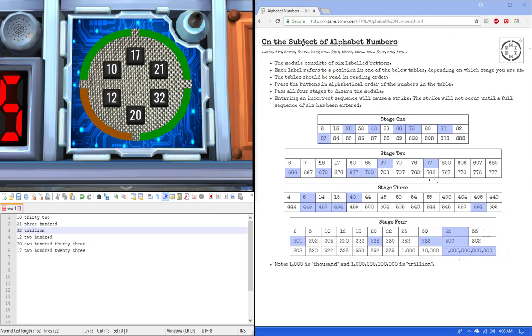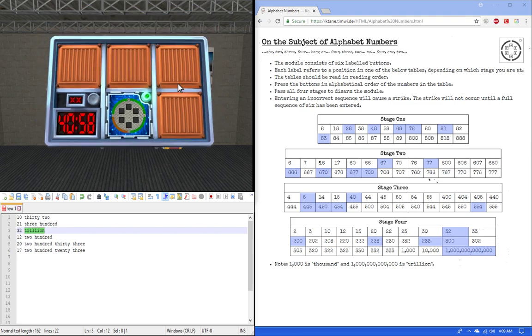Alright. Got my answer showing in 3, 2, 1. So, what I got is 10, 21, 32, 12, 20, 17. Remember, there's no 1 behind the trillion. It's just trillion. So, you gotta do 10, 21, 32, 12, 2017. That's a solved module.